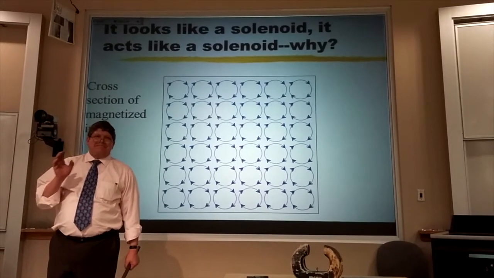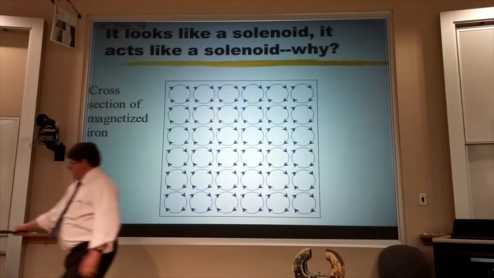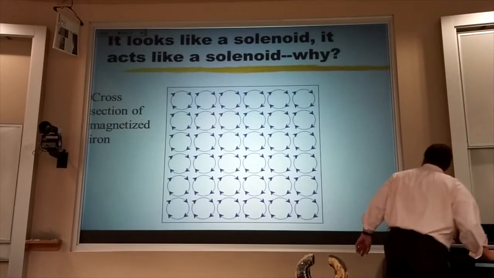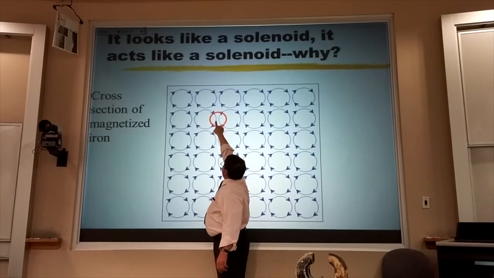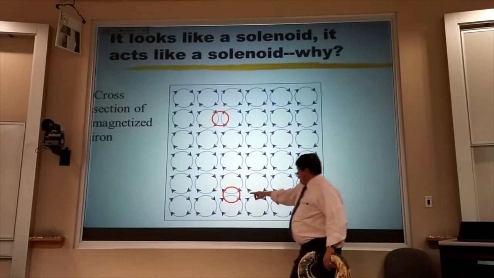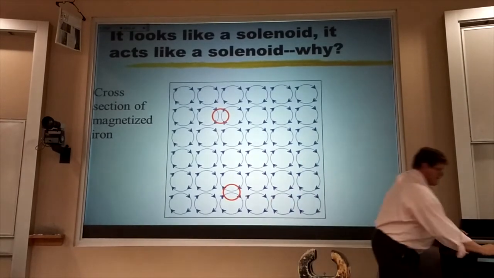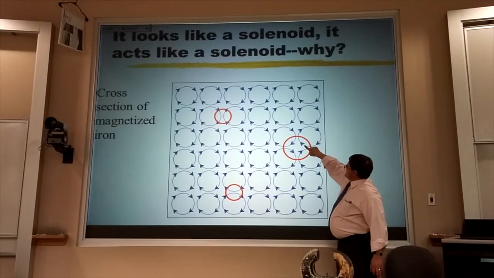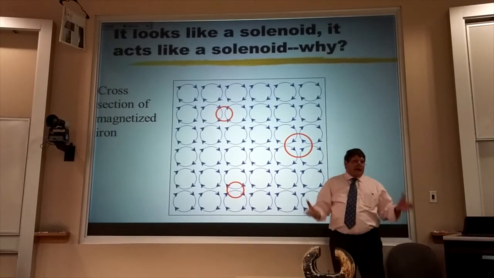Now, let's look at what happens inside the iron. If I look inside the iron, say here, this atom has current going up and this one has current going down. They cancel. If I look here, this one has current going to your left, this one has current going to your right, they cancel. If I look here at a corner, this one has current going up and to the left, down and to the left, down and to the right, up and to the right, they cancel.